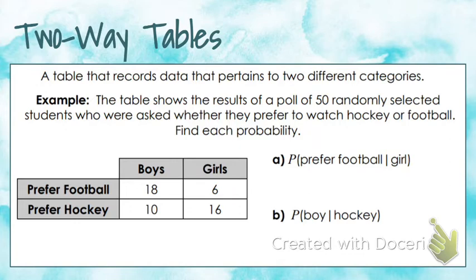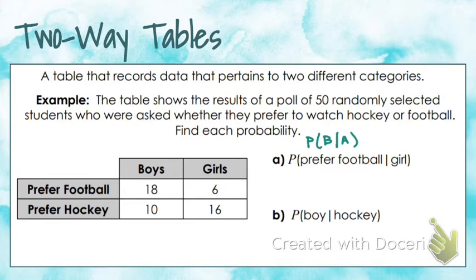Example, the table below shows the result of a poll of 50 randomly selected students who were asked whether they prefer to watch hockey or football. So this tells us that 18 boys prefer football, 18 boys prefer hockey, 6 girls prefer football, and 16 girls prefer hockey. All right, so this asks us, remember that the order of this is probability of B given A. Okay, don't forget that it's in order B, A.